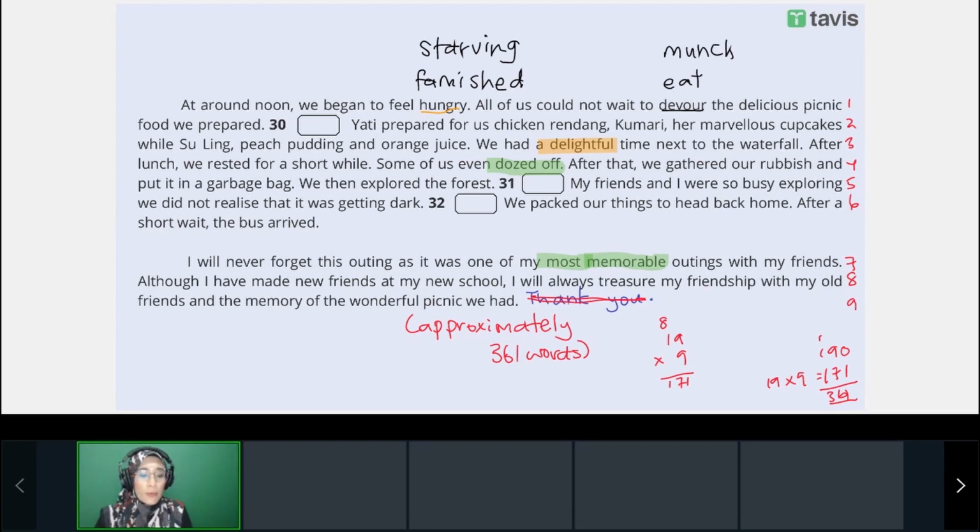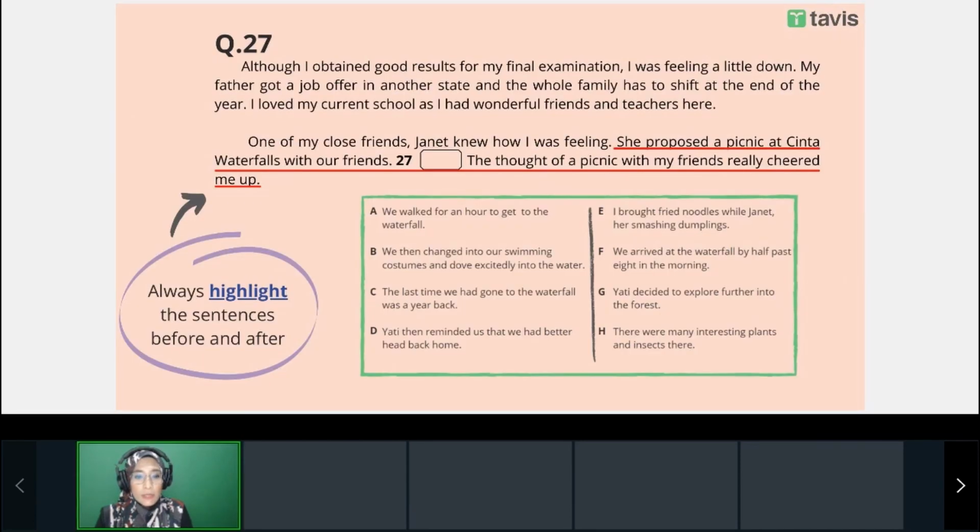Okay, so anyway, so now we know that the story is all about the memorable trip, and then they had a lovely time at the Chinta waterfalls. So now let's try and attempt the questions together, shall we? Okay, so let's see. Question 27. So this part starts at question 27. So you will be given six blanks.